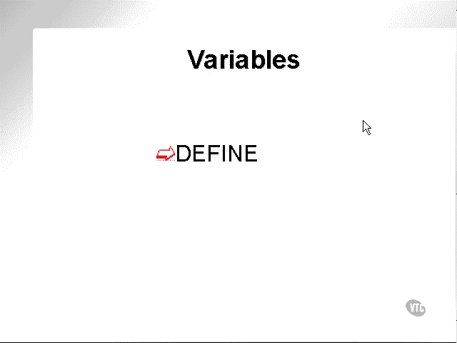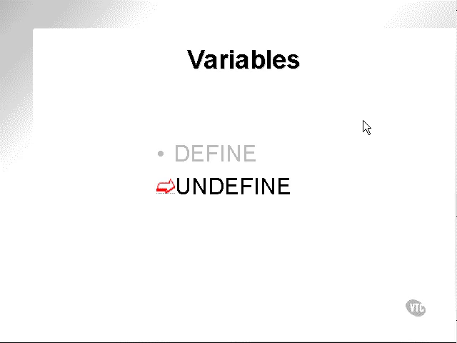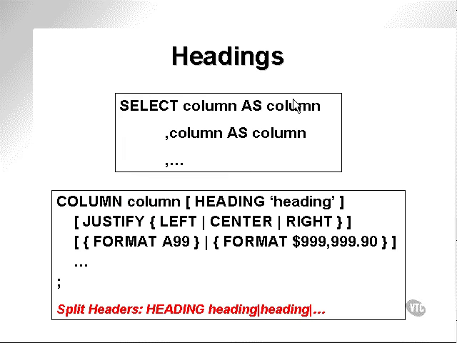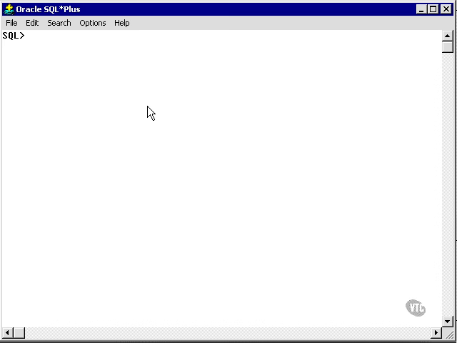Variables can be set in SQL Plus using the define and undefine keywords. Headings can be set in SQL Plus either as a replacement in the select statement, or we can set the columns specifically as seen in this syntax diagram. Let's try the first method of changing headings. Note that what we're doing is actually changing the column name. Since we're not changing the headings with the column syntax command, and the default headings are the column names, if we change the column name, obviously we change the header.